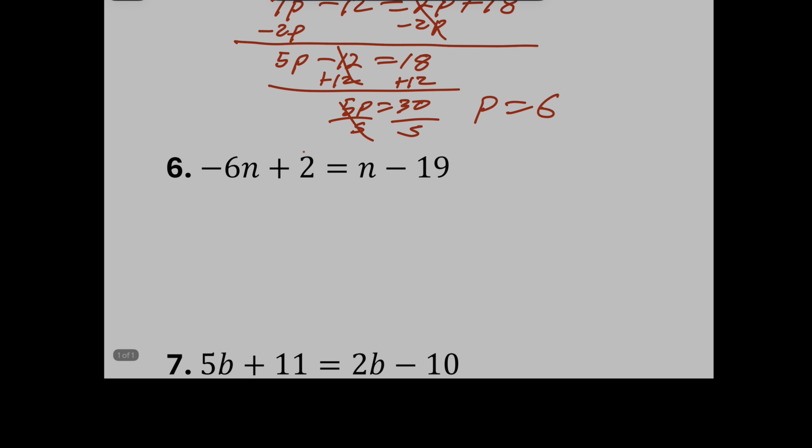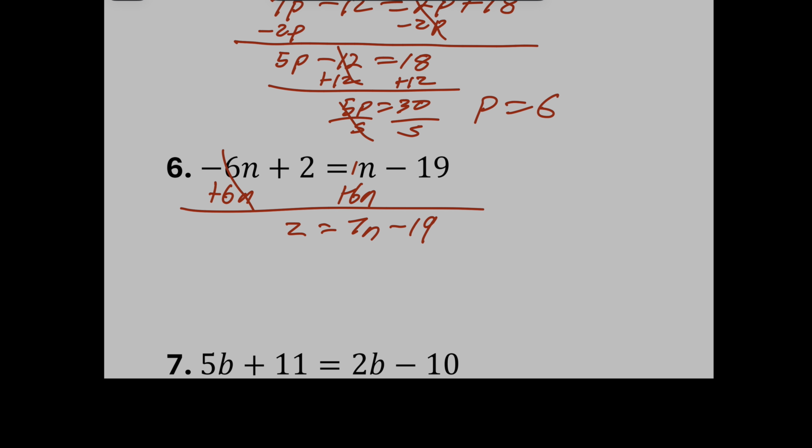I have a number. I have a letter. I have a number, I have a letter, and I have a number. Nothing to combine. So now I can start flip-flopping, okay? I'm going to add 6n to both sides because when I do that, I'll just drop down to 2. I'm going to get a 7n. Remember, that's a 1n minus 19.